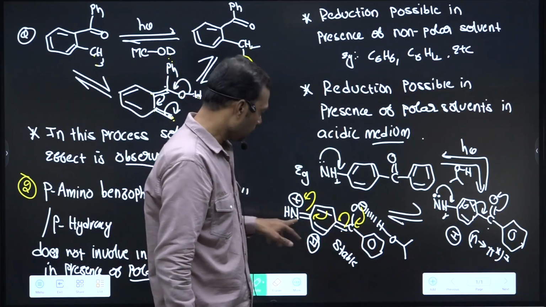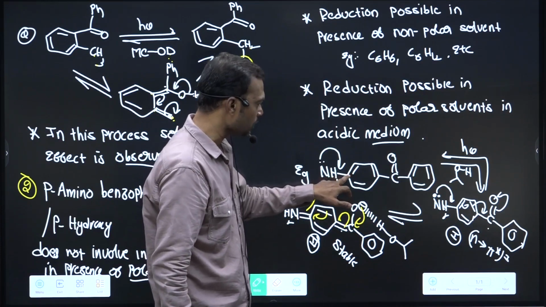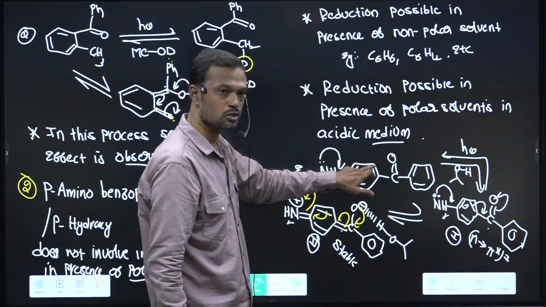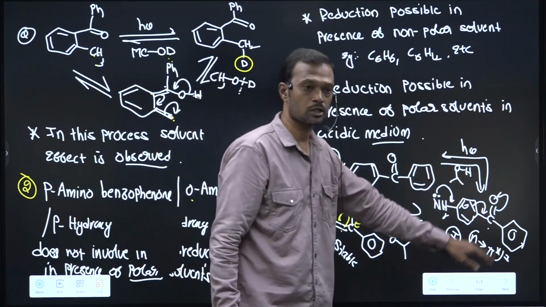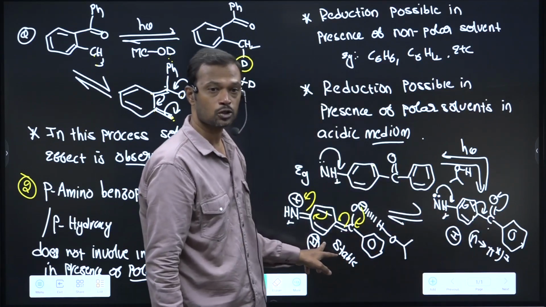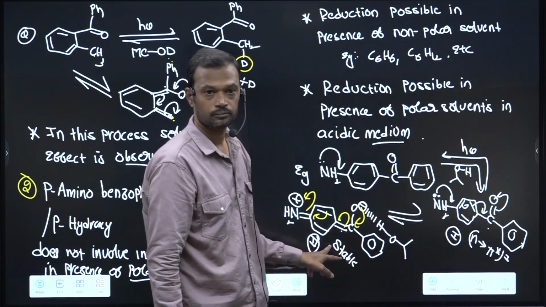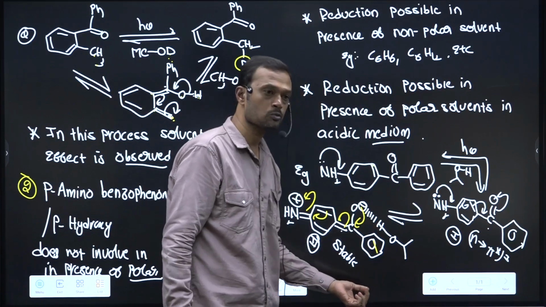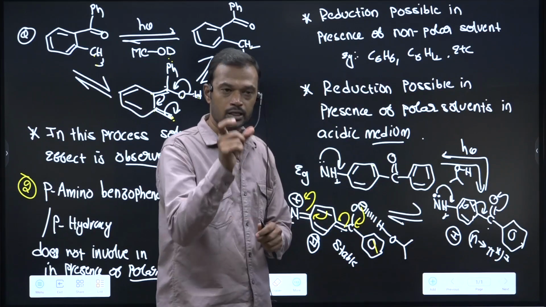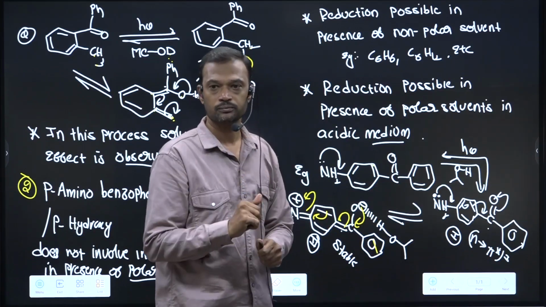Clear? So it may be a para position with amine, para position with hydroxy, ortho position with amine or ortho position with hydroxy, your concept remains the same. Keto form is unstable, enol form is more stable under polar solvent. Suppose the solvent is not there, which is more stable? Keto form is stable. When keto form is stable, it is ready to reduce with the help of light.